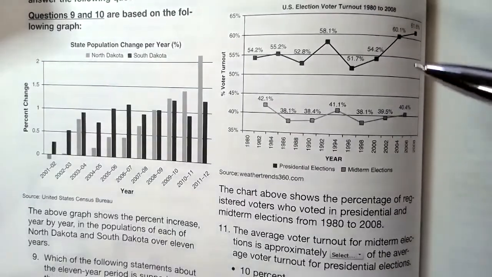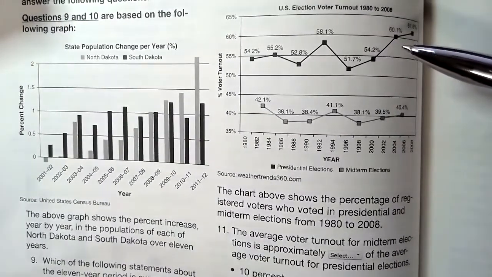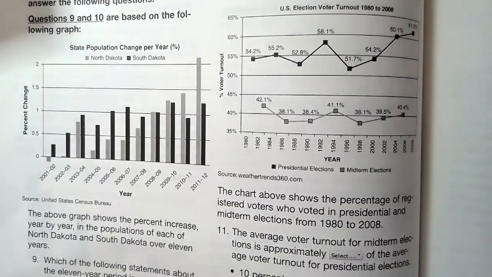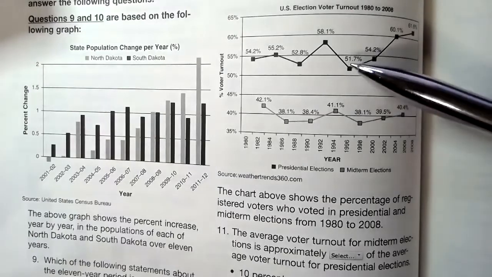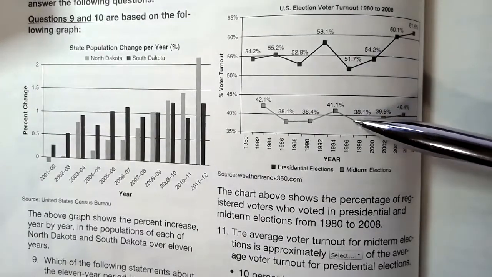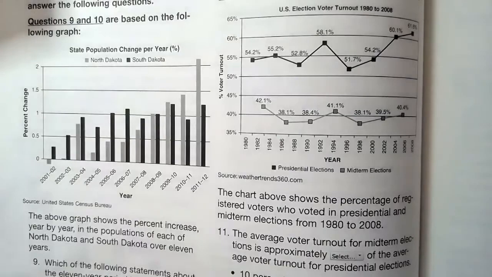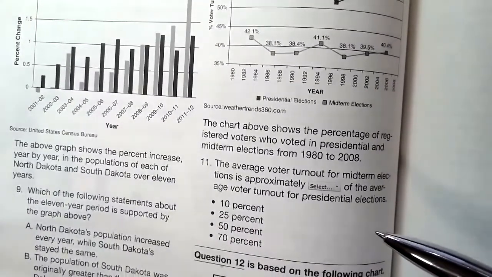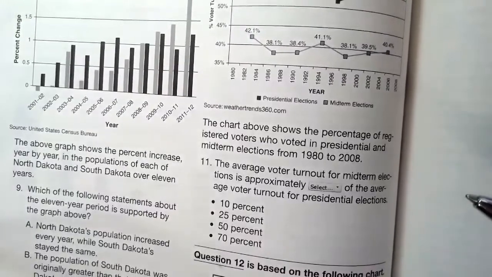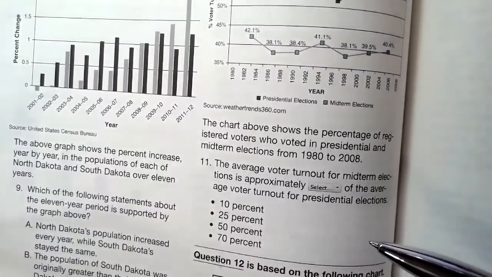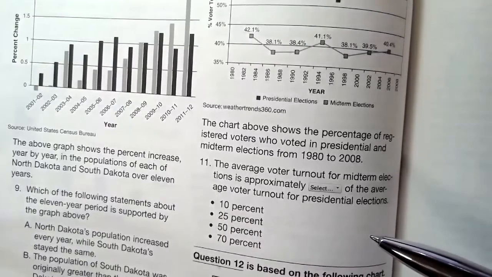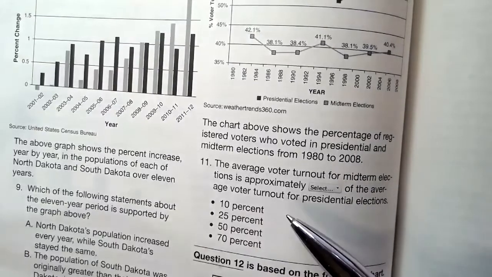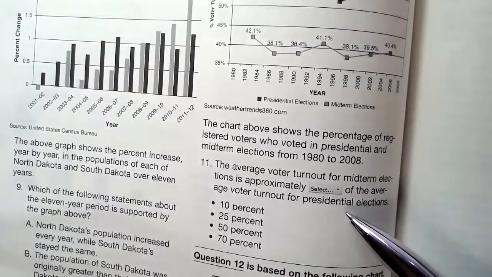So in this case, we're looking at US election voter turnout 1980 to 2008. Up here, the dark line is presidential elections, and the gray line is midterm elections. Let's read the question. The chart above shows the percentage of registered voters who voted in presidential elections. Oh, we just said that. That was all in the title. The average voter turnout for midterm elections is approximately what percent of the average voter turnout for presidential elections?